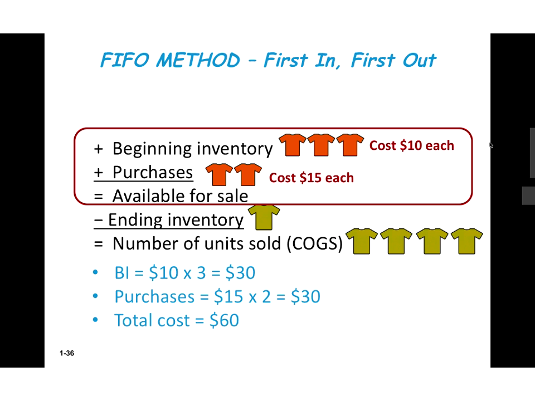FIFO refers to the flow of cost. So FIFO means our oldest units are sold first. I would write that down next to FIFO. Oldest units sold first. FIFO means oldest units sold first. It also means that newest units are in ending inventory. So newest units in ending inventory. This is under FIFO.